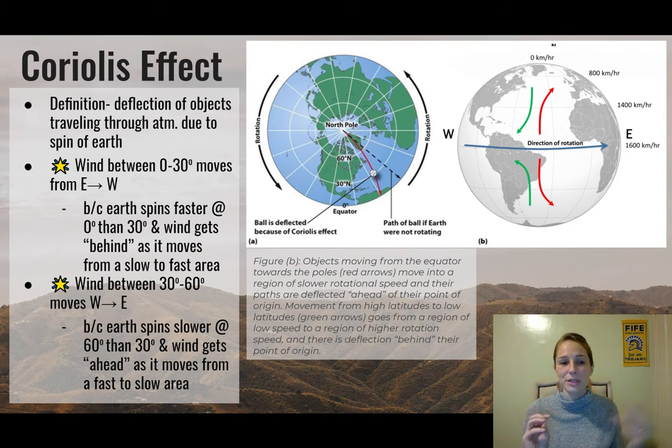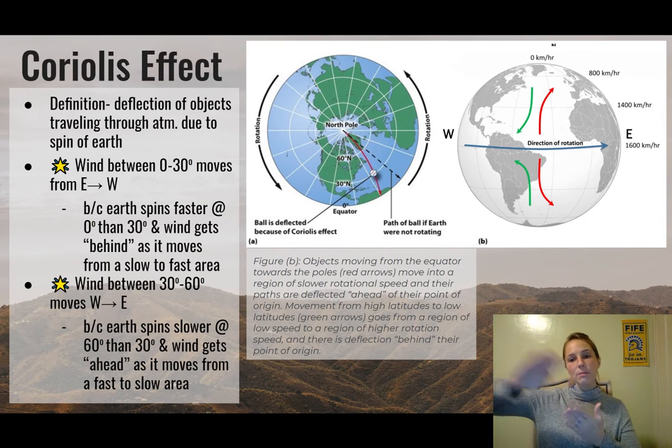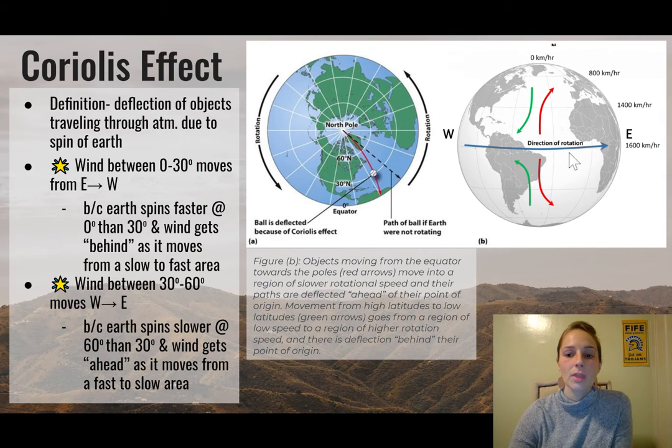This is kind of a confusing topic, so I'm going to try to explain it in a few different ways, but I realize it's a bit of a doozy. So what we are going to see is the direction of rotation as it's spinning. When things are moving on the surface, we are going to see a different way that it moves based on whether it's going from areas of low speed to high speed or from areas of high speed to low speed.